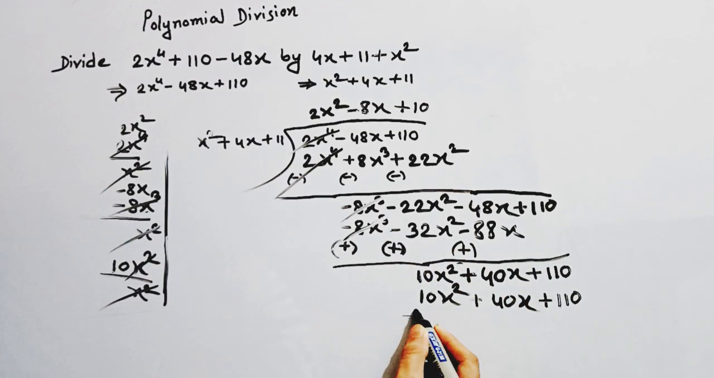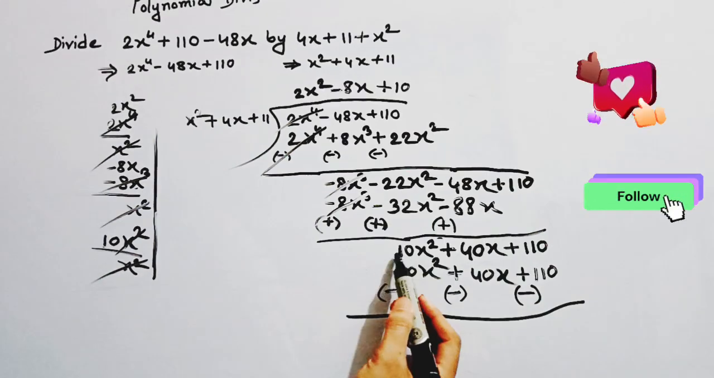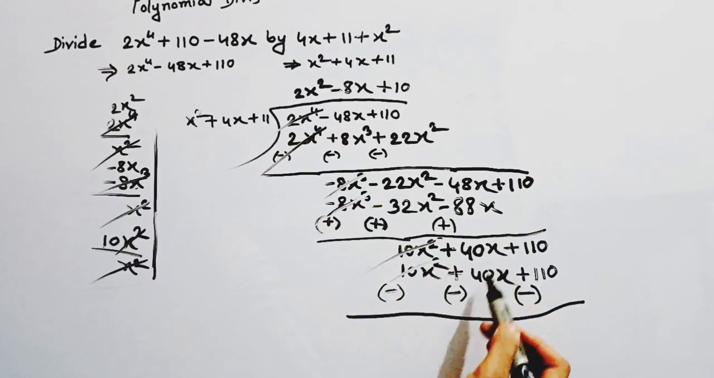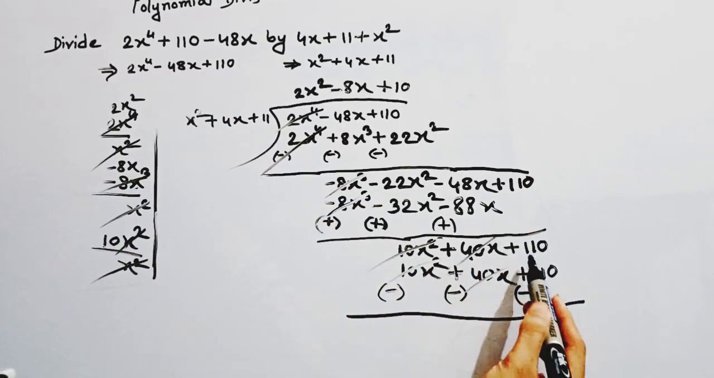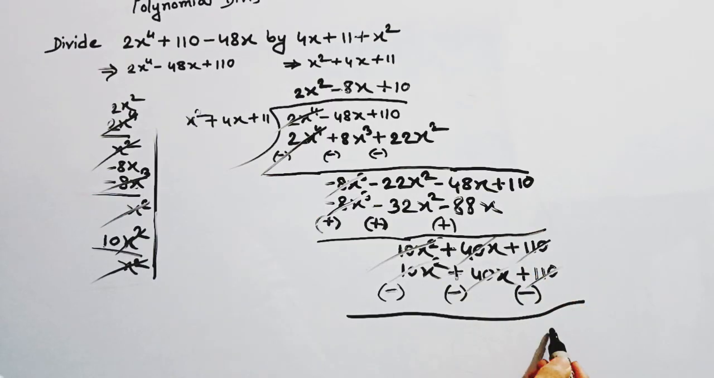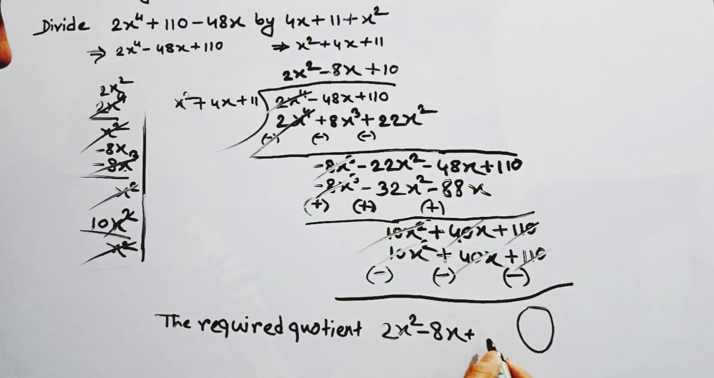Positive becomes negative, positive becomes negative, positive becomes negative. Positive 10x square, negative 10x square gone off. Positive 40x, negative 40x gone off. Positive 110, negative 110 gone off. We have left 0. So the required quotient is 2x square minus 8x plus 10. This one is the answer. I hope you get it.